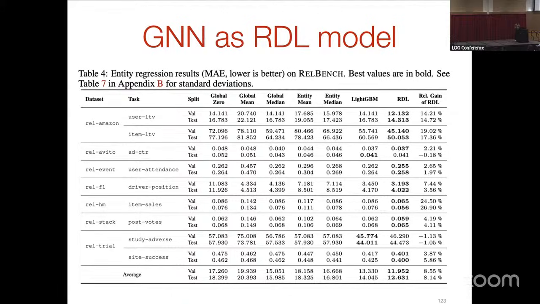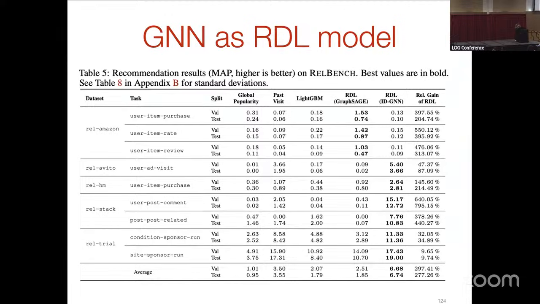And for link prediction, which are recommendation tasks, trying to predict information such as whether a user will visit an ad, or whether a user will purchase certain items, the mean average precision in these tasks also improves significantly, and perhaps some of the highest improvements that we see are in the recommendation results, which are the link prediction tasks in RelBench. So across the board, we see the use of GNNs improve performance in RelBench.